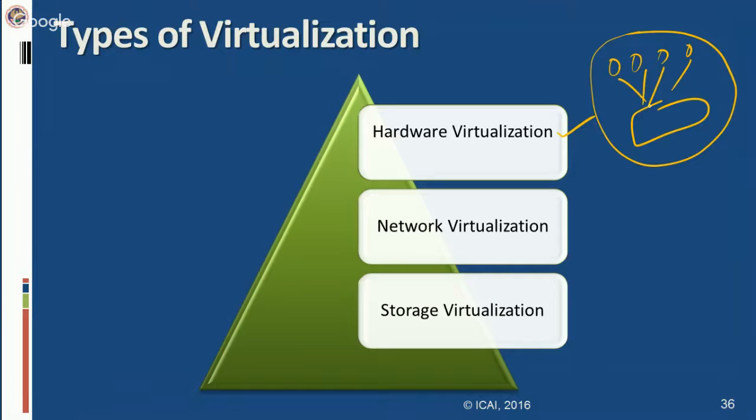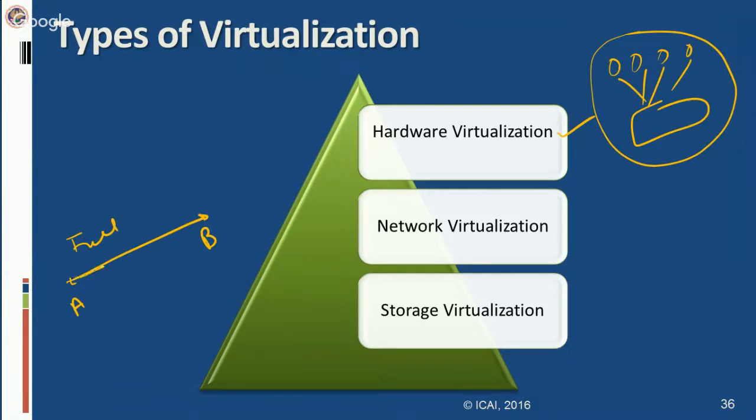Network virtualization. It is a method of combining the available resources in a network by splitting up the available bandwidth into channels, each of which is independent from the others. For example, we have full duplex. When we talk about full duplex mode, there is one transmission line and data flows from A to B as well as from B to A.